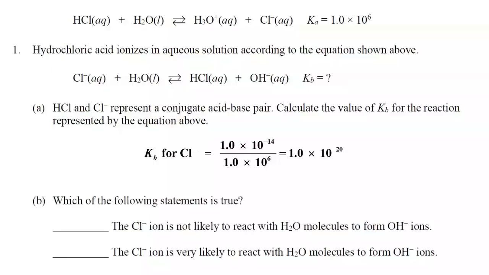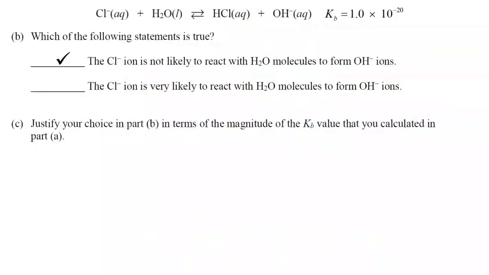Which of the following statements is true? Is the chloride ion not likely or very likely to react with water molecules to form hydroxide ions? And again, because of the magnitude of Kb for the chloride ion being very small, the answer is no, the chloride ion is not likely to react with water molecules to form hydroxide ions. So we consider the chloride ion to be neutral.